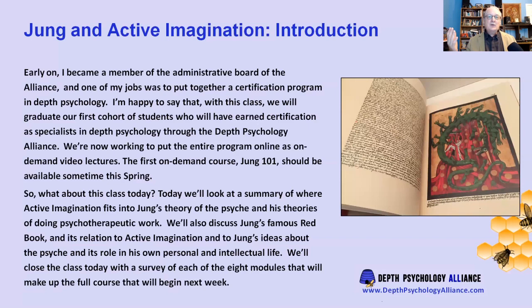So what about today? What's today's class? Today we're going to look at a summary of where active imagination fits into Jung's theory of the psyche and his theories of doing psychotherapeutic work and the work of individuation. We're also going to discuss Jung's famous Red Book and how that Red Book relates to active imagination and to Jung's ideas about the psyche and its role in his own personal and intellectual life and the intellectual life of people who want to follow his example.